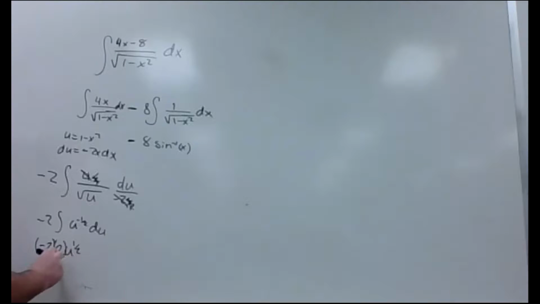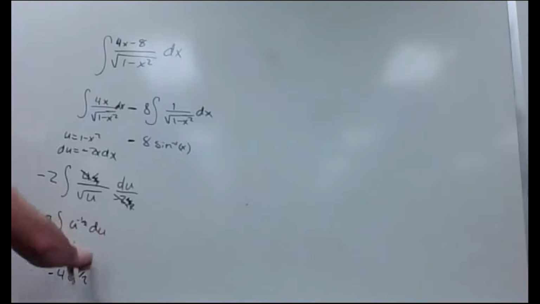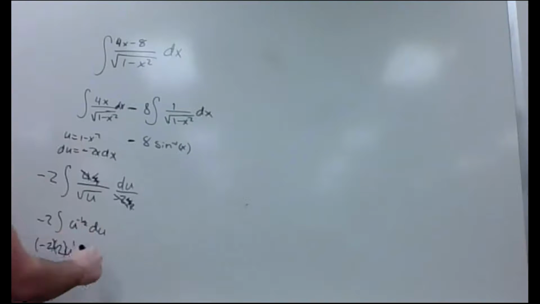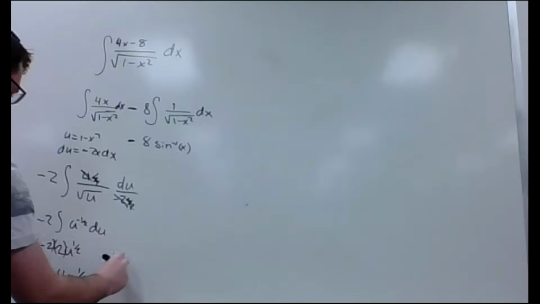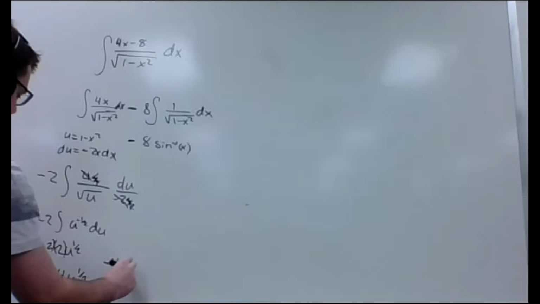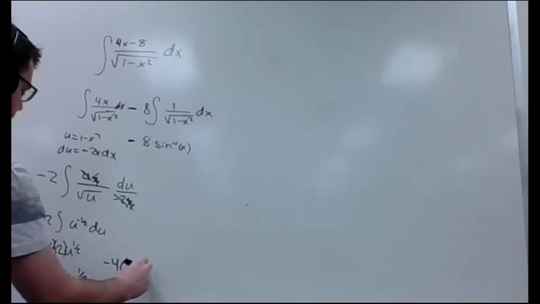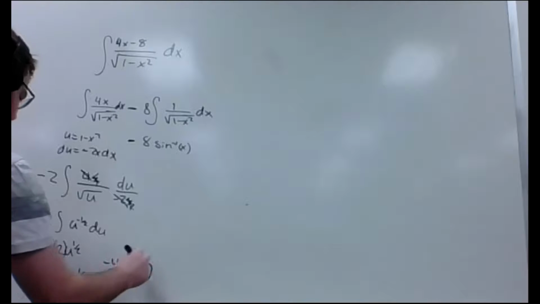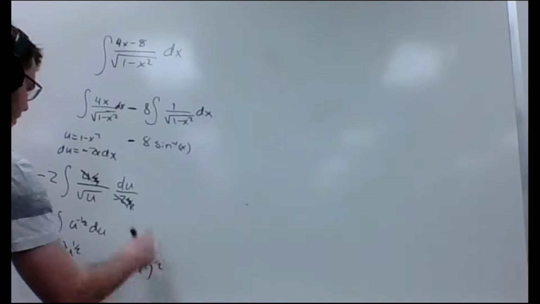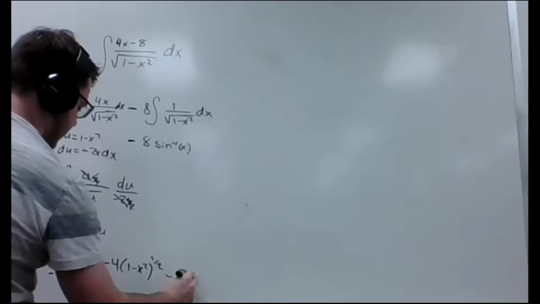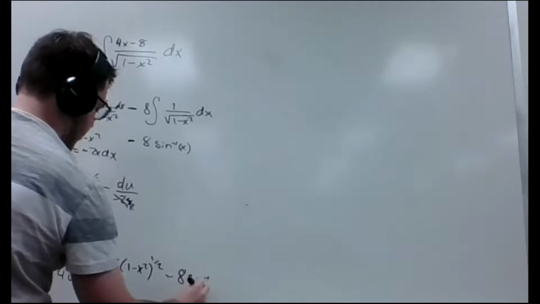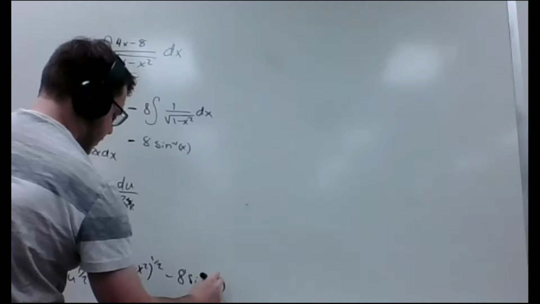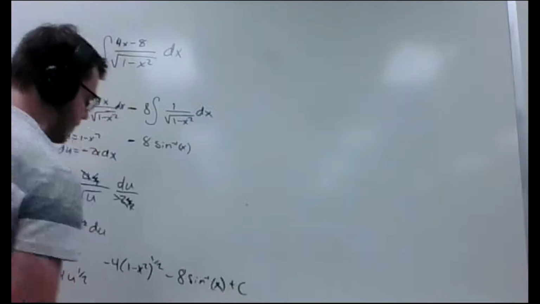That made sense how we got there? I was kind of quick. All right, so that's -4 u to the 1/2. And then we'll plug in our u back. So we have -4 times 1 minus x squared to the 1/2 power. And then we have this -8 sine inverse of x. And we can't forget our plus c.